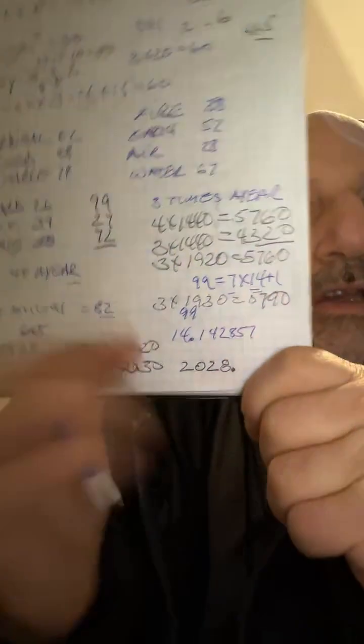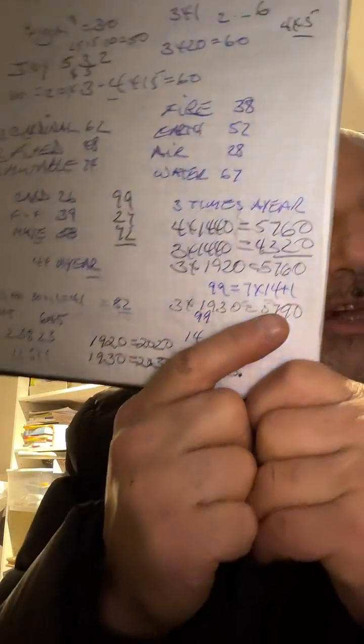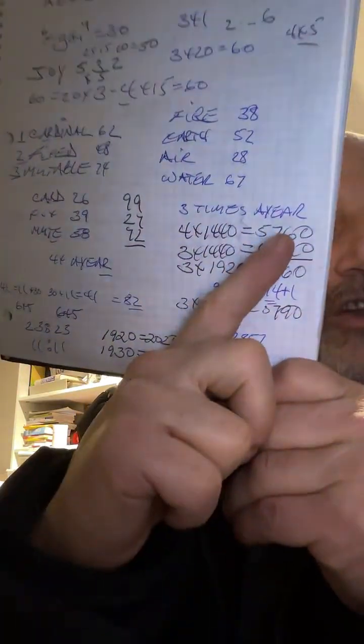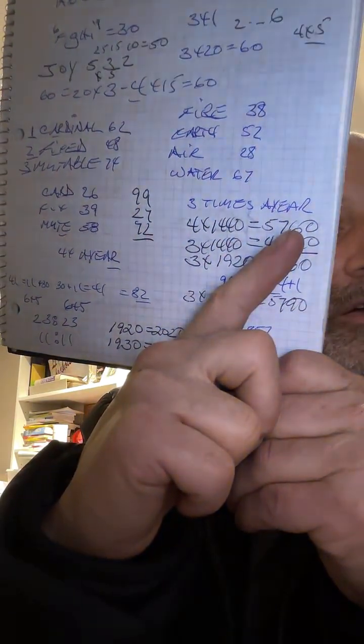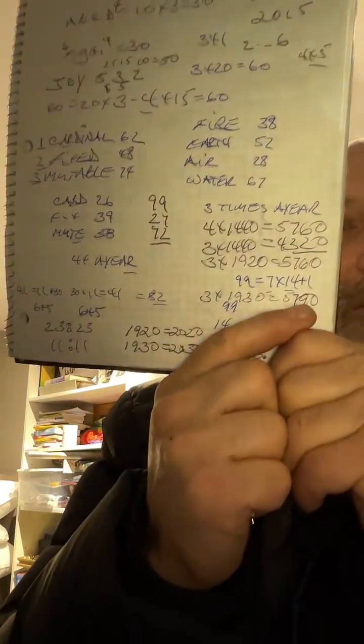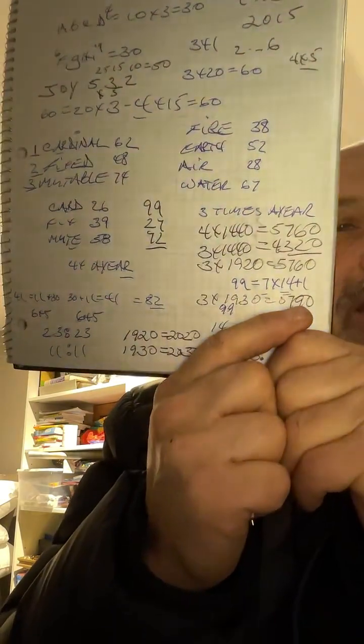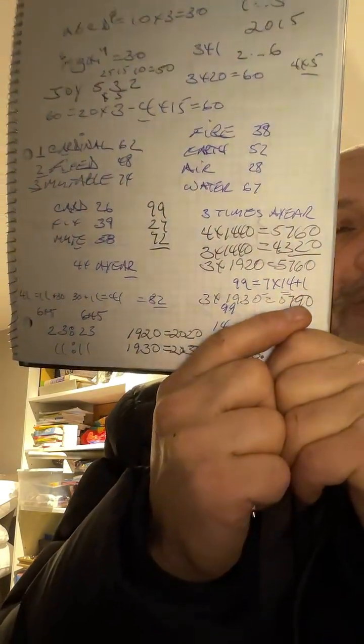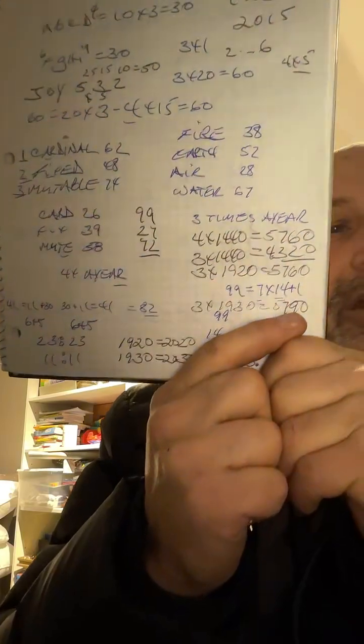Let me explain this. 5790, 5760. This was the year 2000. Here, 30 years later, that's the completion. 30 is the completion. Why is 30 the completion? We have 5 cubes, 5 by 6 is 30.